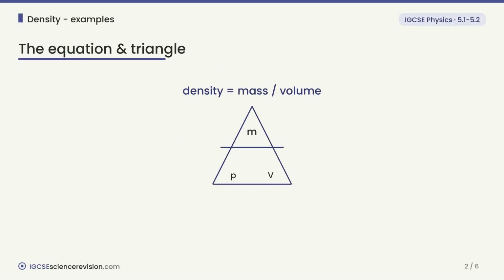Here's the equation. Density, shown by the Greek letter ρ, equals mass divided by volume. In the triangle, mass goes on top, with density and volume underneath. Cover what you want. Cover density and you get mass over volume. Cover mass and you get density times volume. Cover volume and you get mass over density.